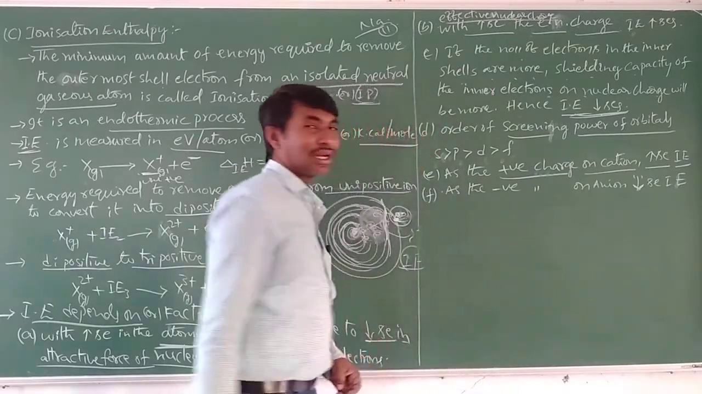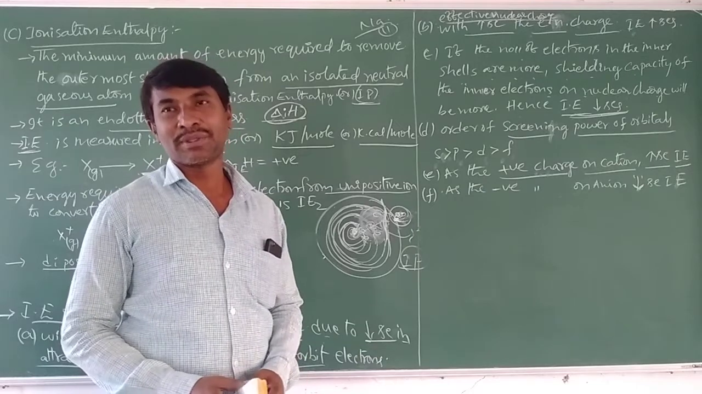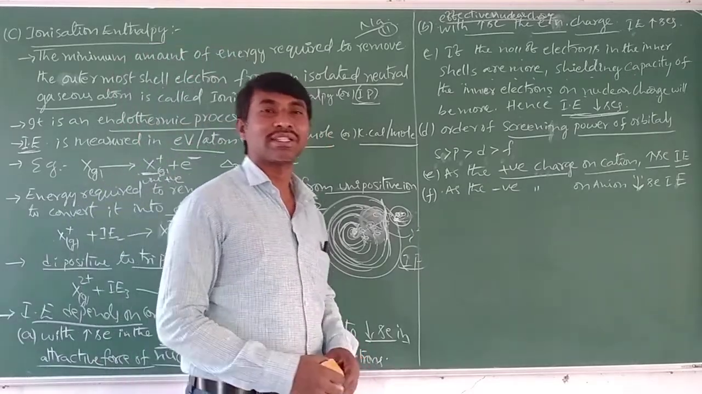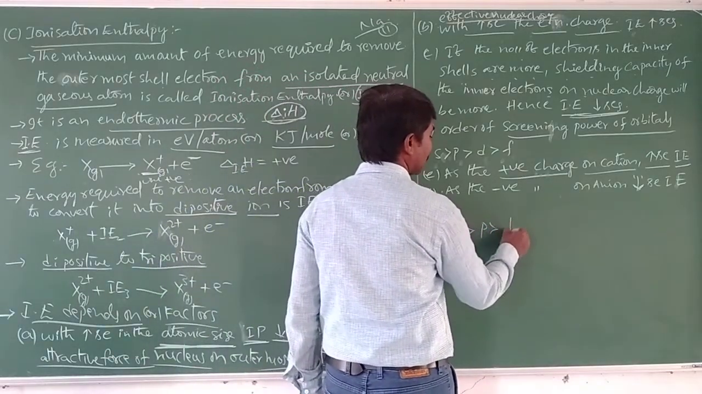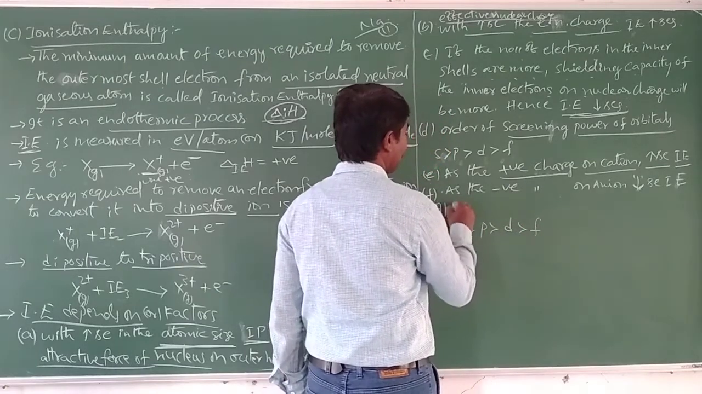And another thing is the penetrating power of electrons in orbitals, that is s greater than p greater than d greater than f. That is another factor: penetrating power.